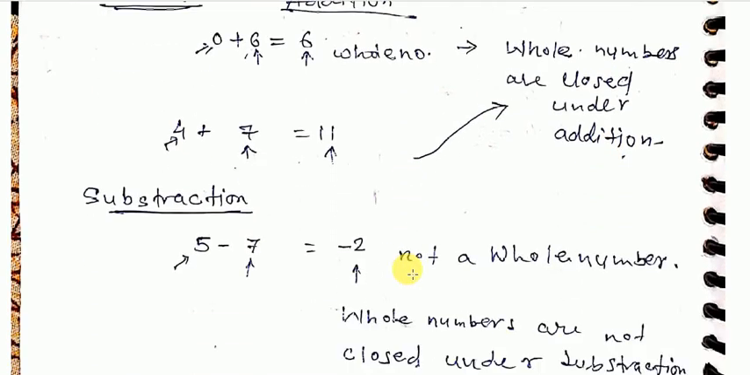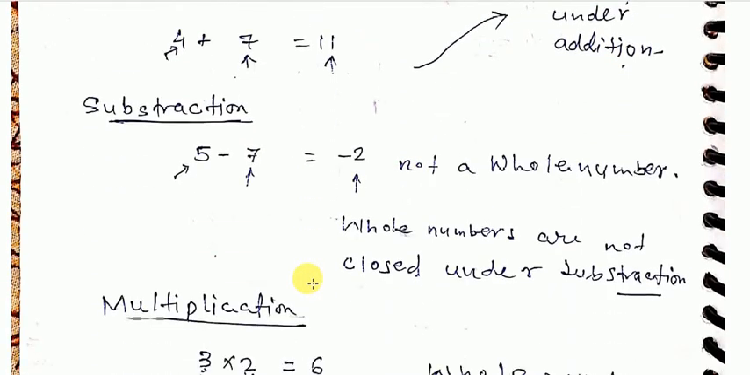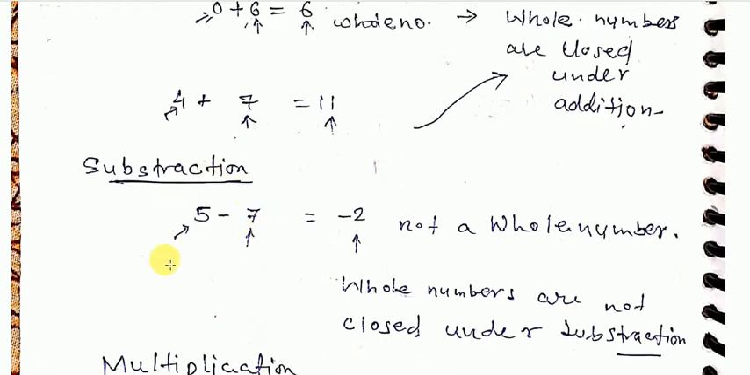Similarly, we can check for subtraction. Let's take any two whole numbers like 5 and 7. If we subtract 7 from 5, we get minus 2. Here 5 and 7 are whole numbers, but what can we say about this minus 2?